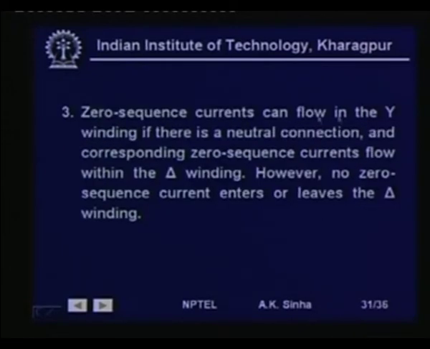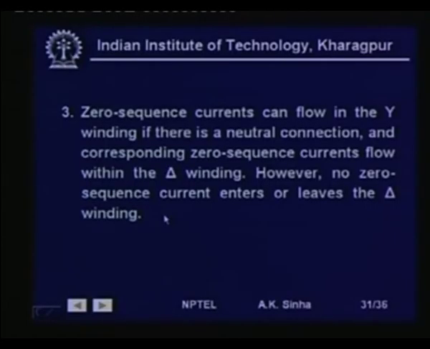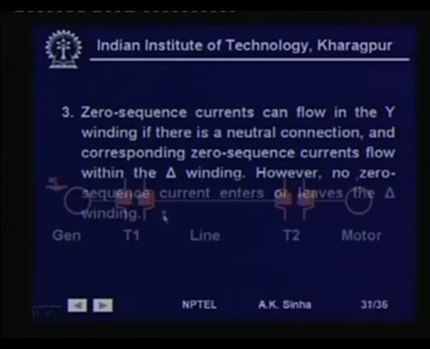The zero sequence current can flow in the star winding if there is a neutral connection, and corresponding zero sequence currents flow within the delta winding. They can flow within the delta winding, but not outside. However, no zero sequence current enters or leaves the delta winding. That is, it cannot come into the delta winding or leave out from the delta winding. So, this is a very important aspect in sequence network modeling for the three-phase transformers.